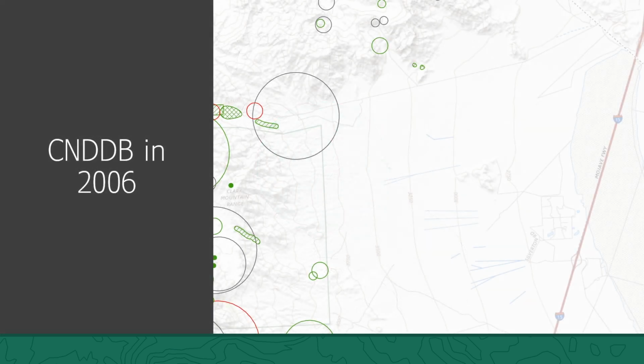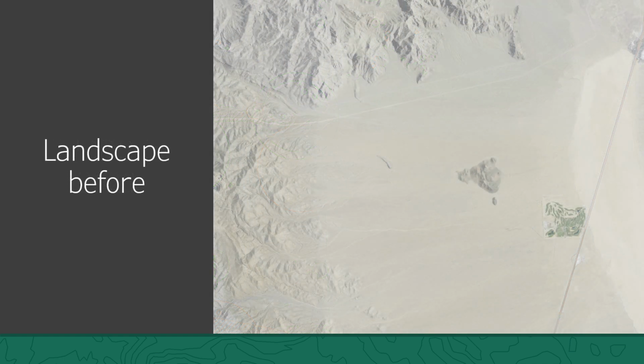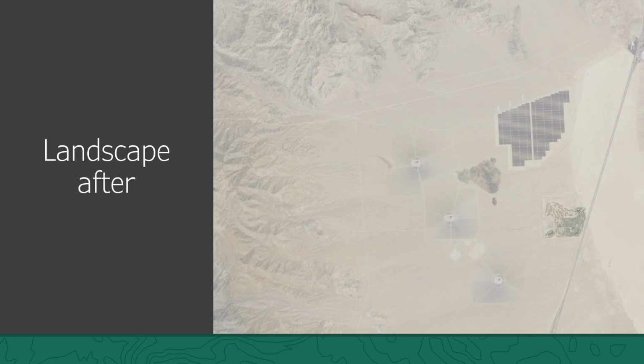Here's an example. This shows CNDDB occurrences in the Ivanpah Valley in 2006. Here are the occurrences mapped at that same site as of 2020. What changed? Here we have a photo showing how the landscape looked in 2006. And as of 2020, much of this area had been modified by solar energy development.